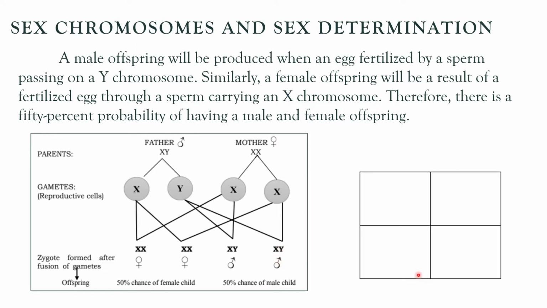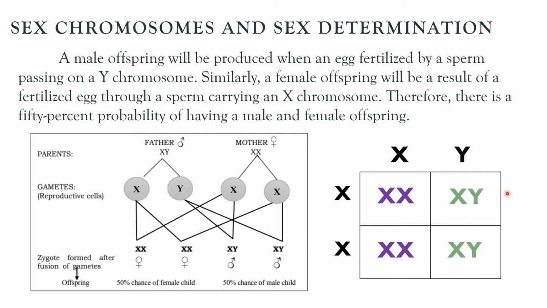So therefore, this is the sex chromosome of the father and the sex chromosome of the mother. Once the X chromosome that comes from the egg cell of the mother is fertilized by the sperm cells of the father, these are the possible genotypes of their offspring, or the possible sex of their offspring. So there is a probability of 50% being female and 50% being male.